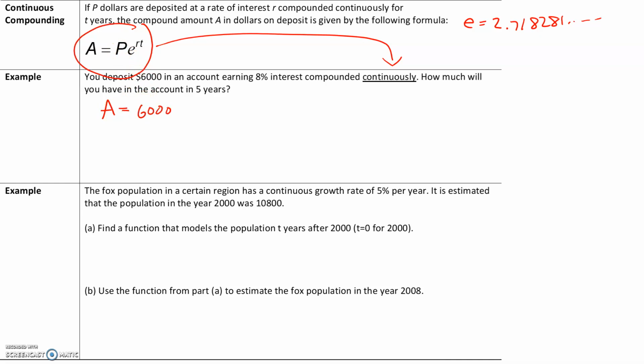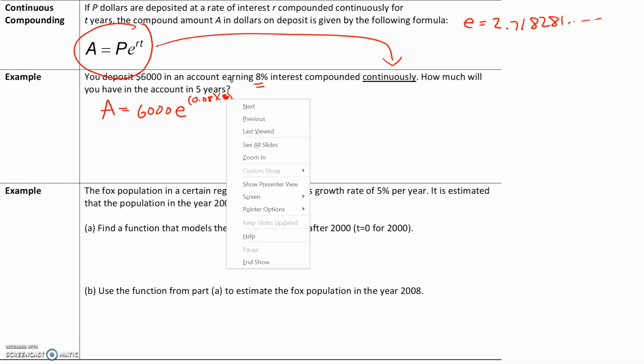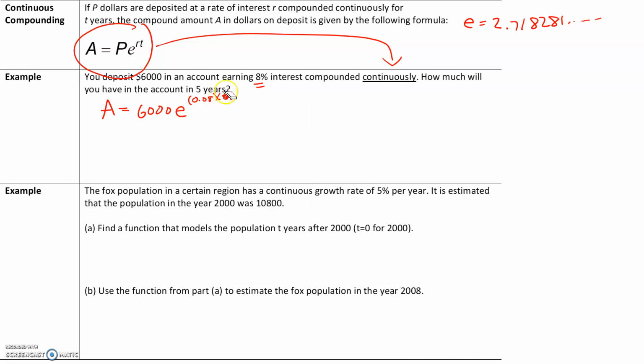And because it's compounded continuously, we have to use this formula, times e raised to the power of r times t. So 8%, that's 0.08 in decimal form. And t is 5 years, so that'll be to the 5th power. Now what I would do is first figure out what this exponent is. Multiply 0.08 times 5 because it's going to be easier to have that done first. So that's going to be 0.4.